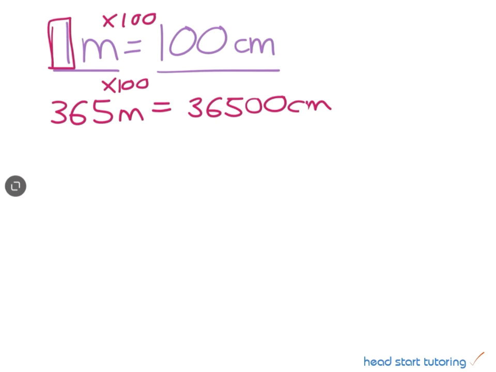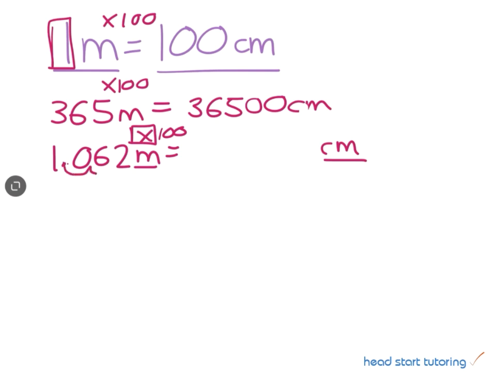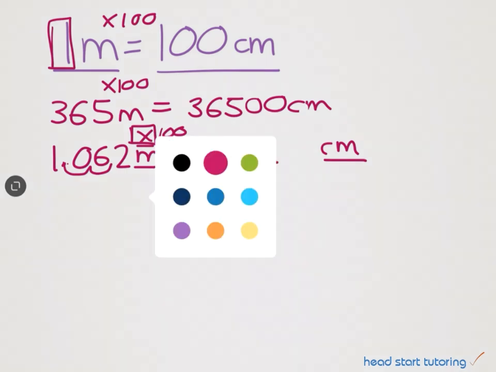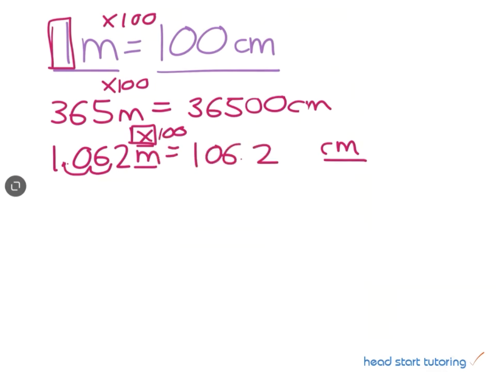Right, if we have the number 1.062 meters, and we are wanting to convert that into centimeters, we need to multiply it by 100. We are going from our bigger measurement to our smaller measurement, so the number has to get bigger, which is why we are multiplying. So our answer, we move our decimal point 2 spaces to the right because we are multiplying. So we've got 106.2 centimeters.